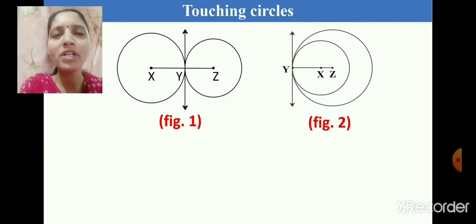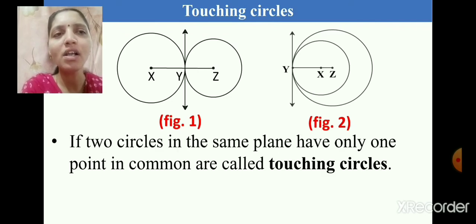Now if you observe, this line is also a tangent to both the circles. Such circles which have only one point of contact, or only one common point, are called touching circles. They are touching each other at only one point, so they are called touching circles. Also they have a common tangent here. So let's see the definition of touching circles: if two circles in the same plane have only one point in common, they are called touching circles.